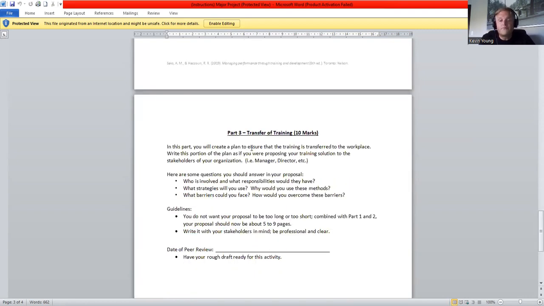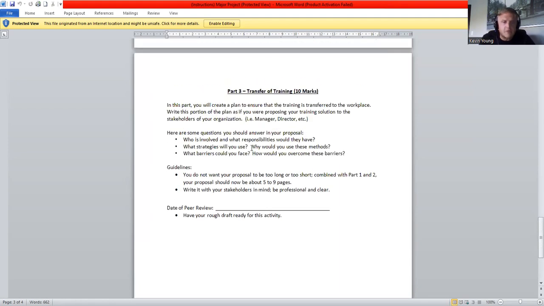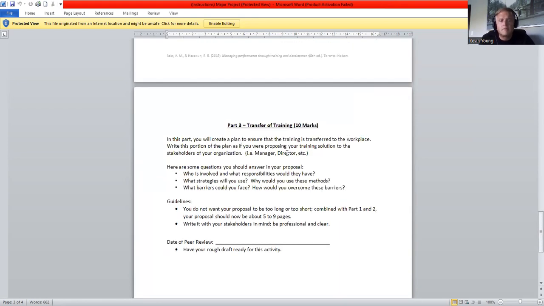And then finally, part 3, and this is the last page, transfer of training. Here's some questions you can answer in your proposal. Who is involved and what responsibilities would they have? What strategies will you use and why would you use these particular methods? And what barriers could you face and how would you overcome these barriers? This section is 5 to 9 pages and same idea.